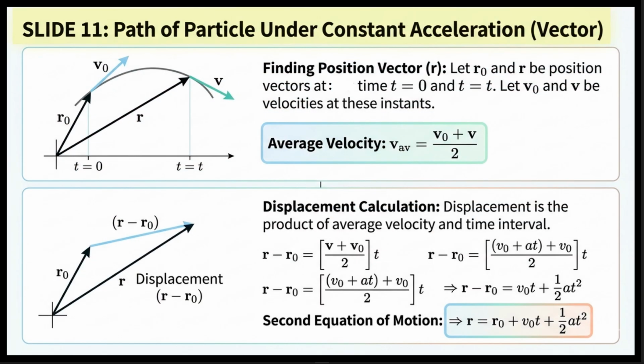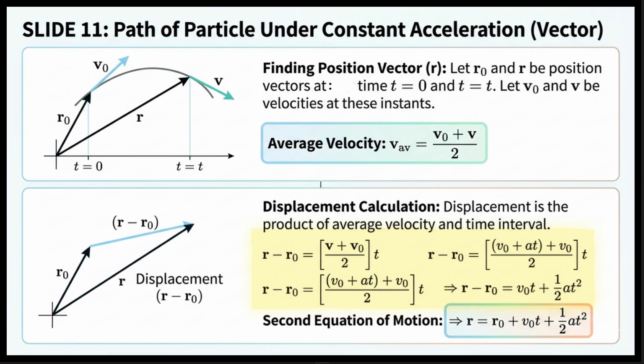Now we derive the position vector. Let the initial position be the position at time 0 and r the position at time t, with velocities the initial velocity and v at those instants. Under constant acceleration, average velocity equals the initial velocity plus v, divided by 2. Displacement is average velocity times time. r minus the initial position equals the quantity v plus the initial velocity over 2 multiplied by t. The diagram shows this displacement as a vector from the initial position to r.